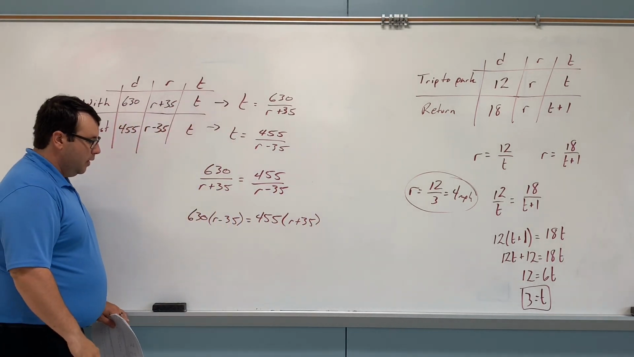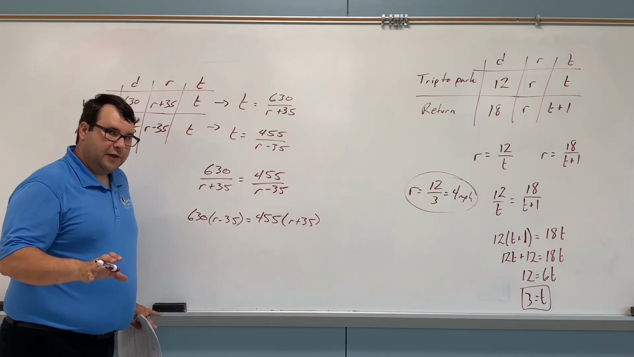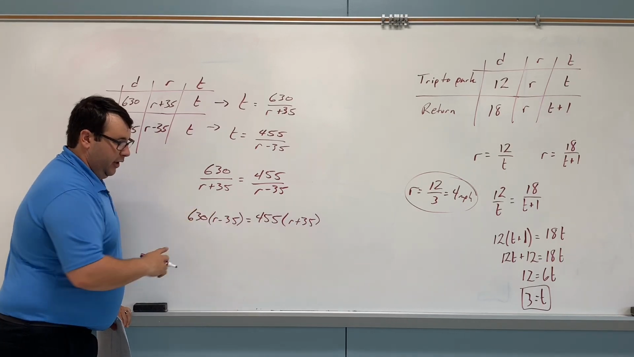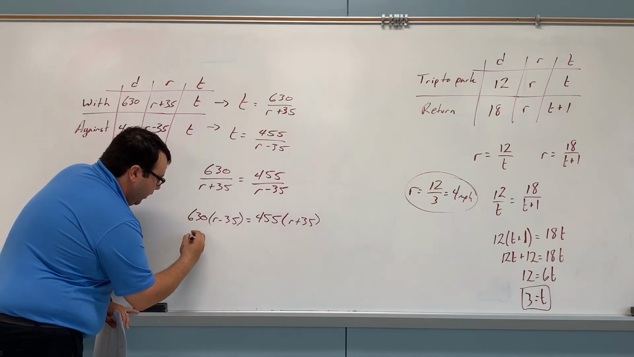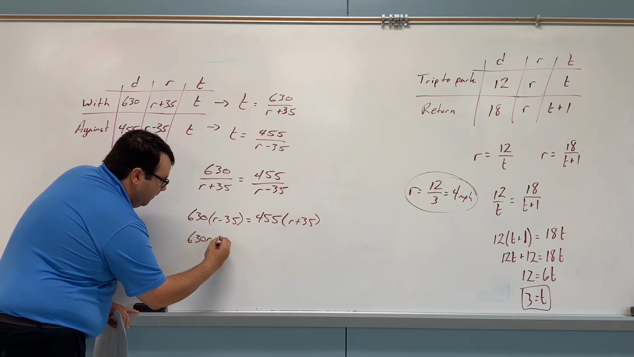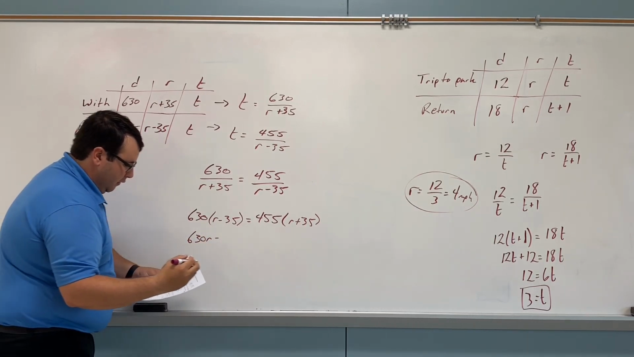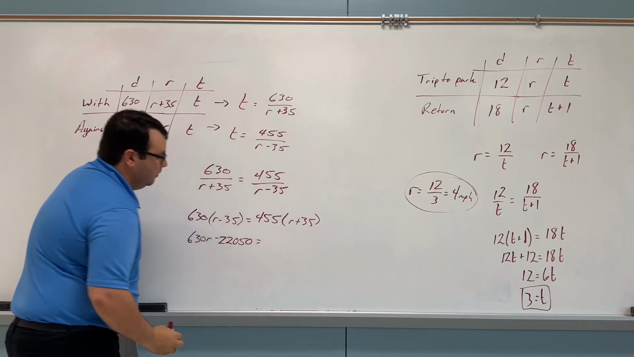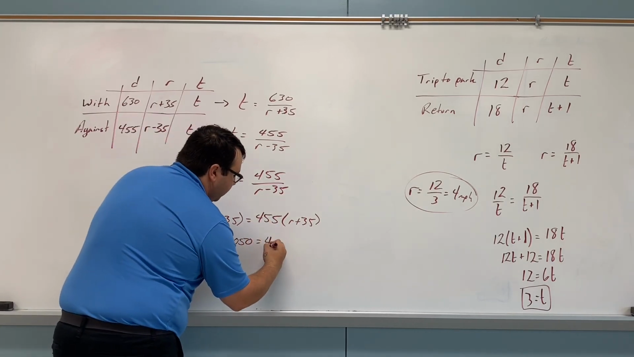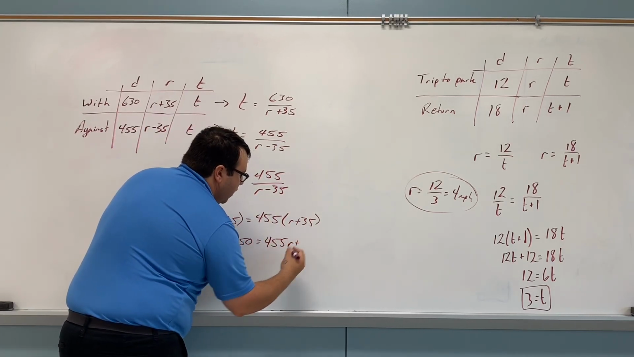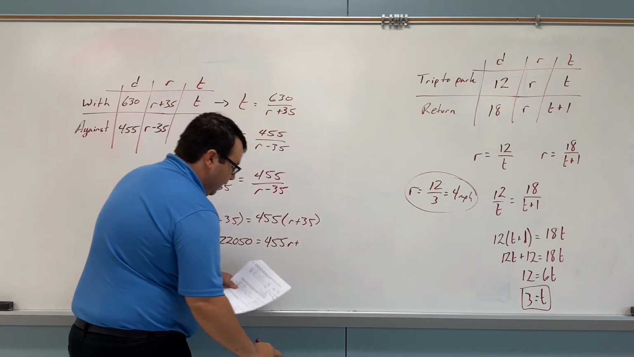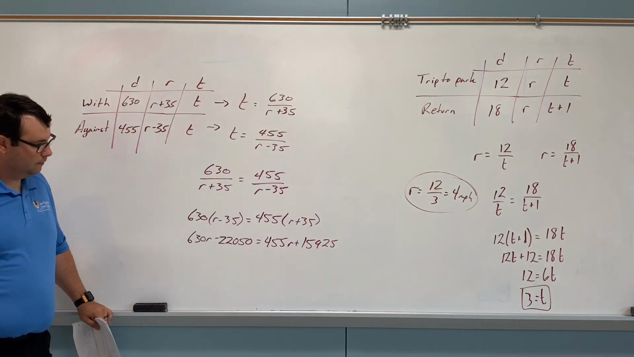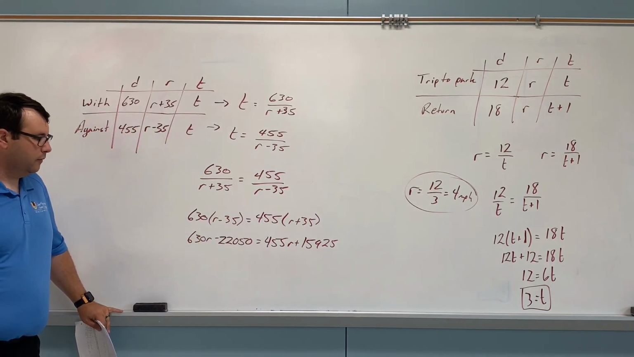Now, at this point, I highly suggest utilizing a calculator if you have one in front of you, but these numbers are going to get pretty large. So 630, I'm going to distribute, that's 630r minus 22,050. Distribute on this side, that's 455r plus this one's going to be 15,925. Like I said, big numbers, use a calculator.